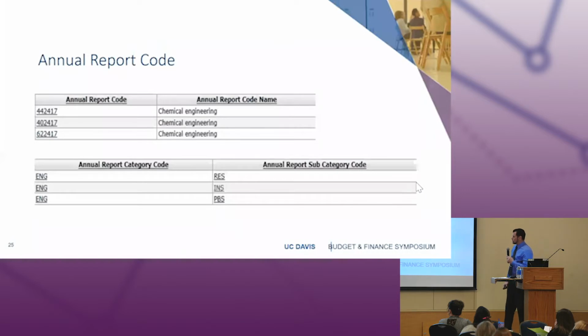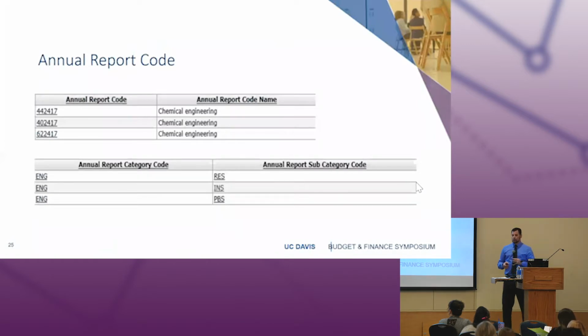Annual report codes. What I would like to see is that we have something clean like this. So annual report code, chemical engineering has 3 different listings here. One is 4.4, one's 4.0, one's 6.2, and those all represent different higher ed function codes. So the 4.4 is research, 4.0 is instruction, and the 6.2 is public service.